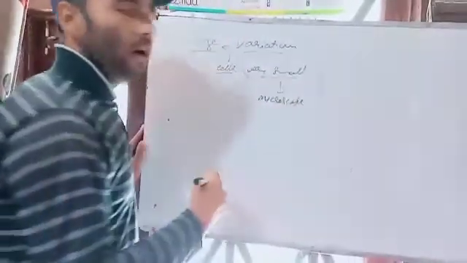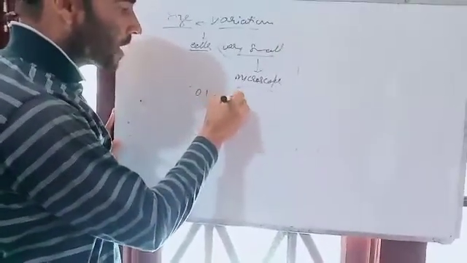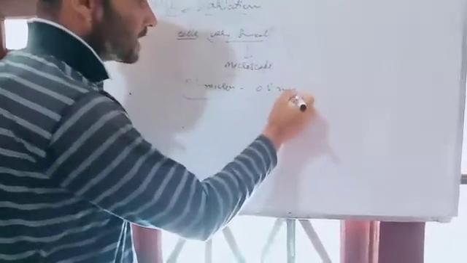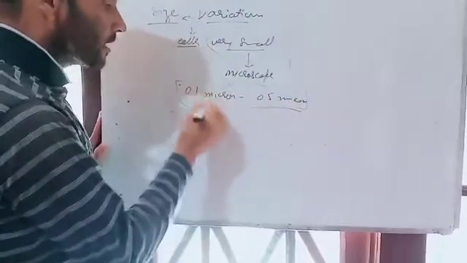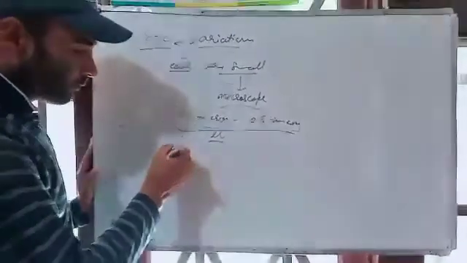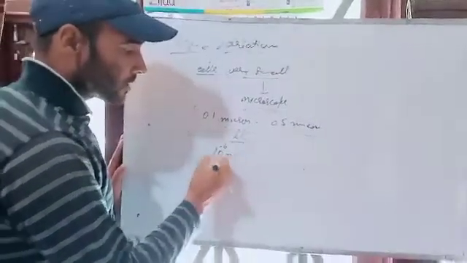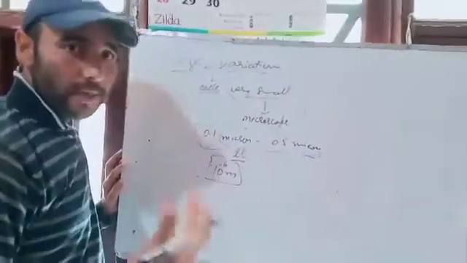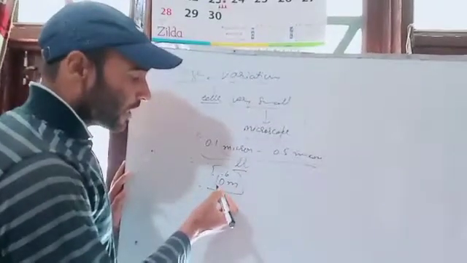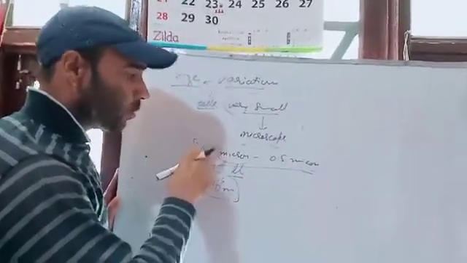The common range of these cells is usually 0.1 micron to 0.5 micron. It is the range of bacterial cells. Actually, what is a micron? A micron is 10 raised to the power minus 6 meters. That means if we divide a meter into 10 raised to the power 6 parts, one part becomes 1 micron.